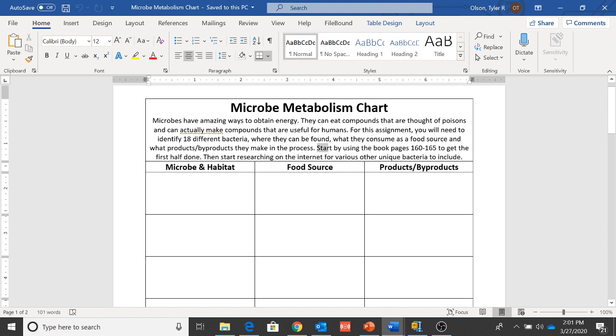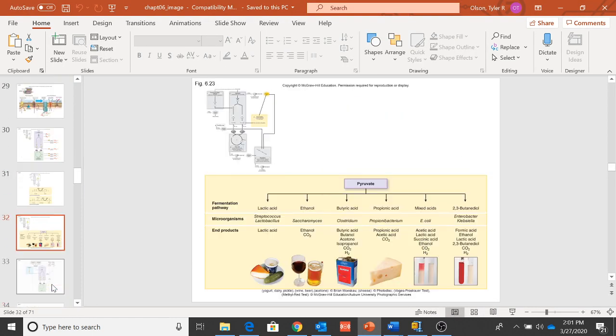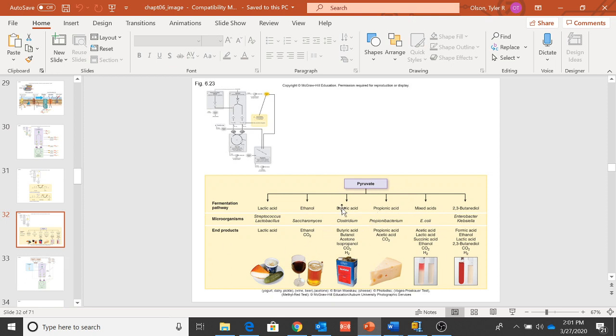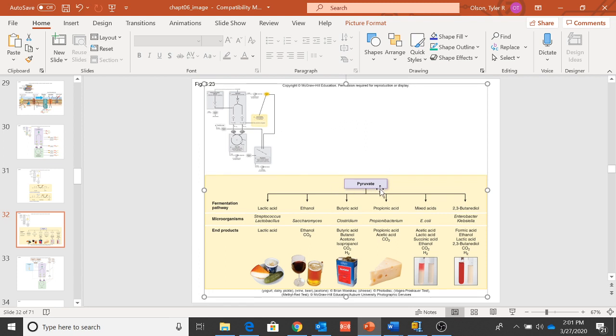I mentioned on here, start by using your book pages 160 to 165. There's two graphics I like, and I'll show you those quick. The first one I like is here. This graphic talks about all the different things that you can make out of pyruvate. Pyruvate is basically a molecule. Any sort of glucose or anything that's sugar-based, when it gets eaten, gets broken down in glycolysis into this thing we call pyruvate. And then once it's in pyruvate, microbes can make just about anything out of it.